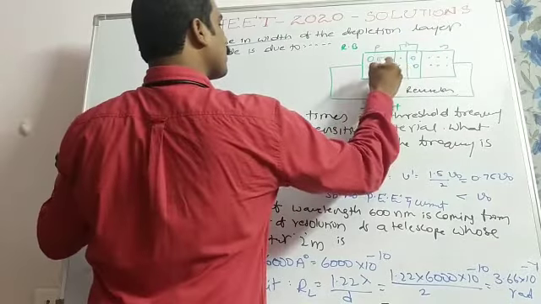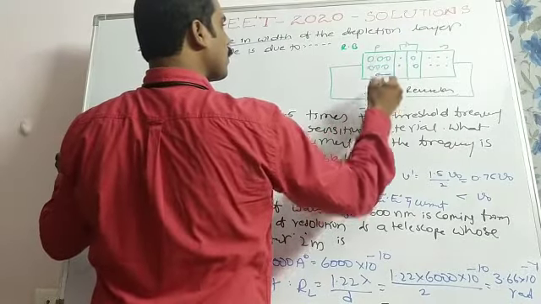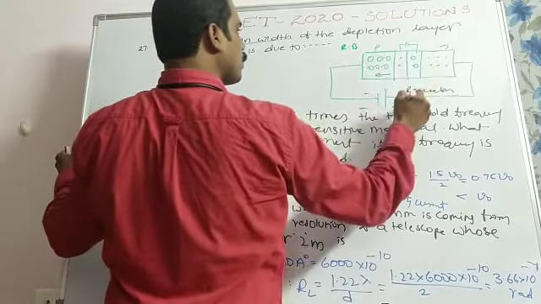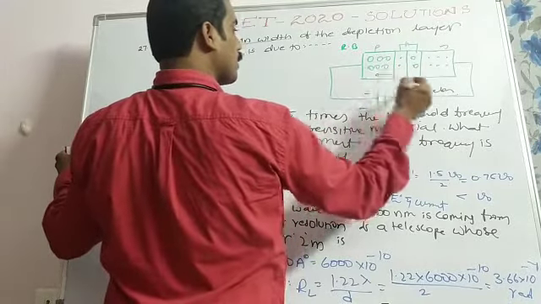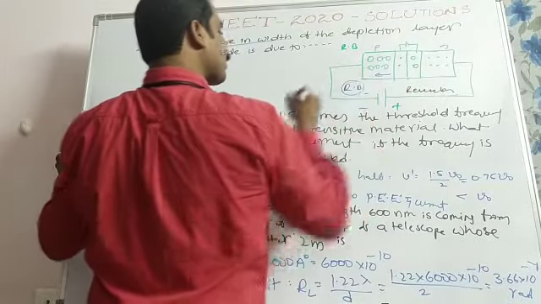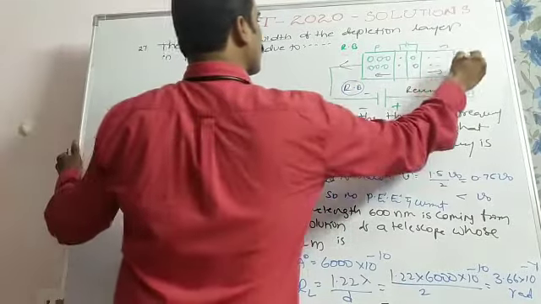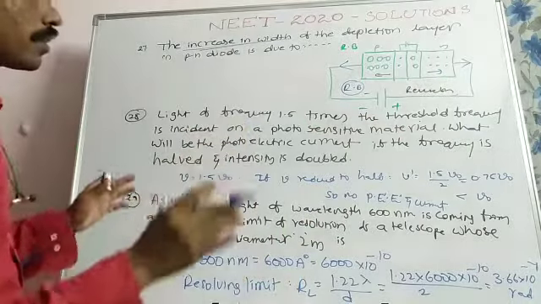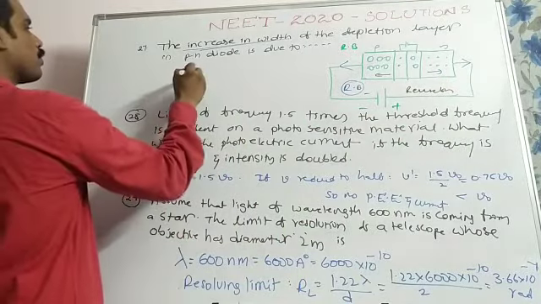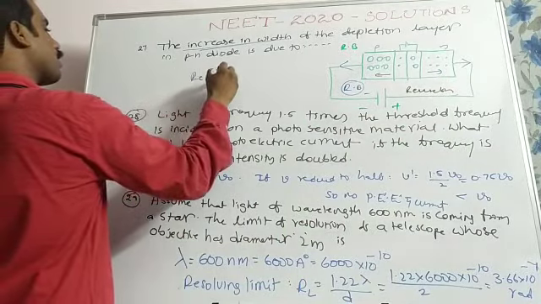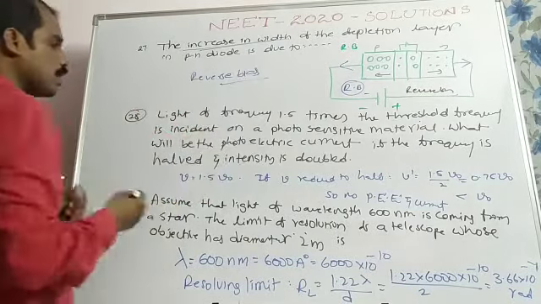Increase in width of the depletion layer is possible when the negative terminal of the battery is connected to the P type and the positive terminal to the N type. Then the diode is said to be in reverse bias condition. The resistance offered increases. So the answer will be reverse bias condition.